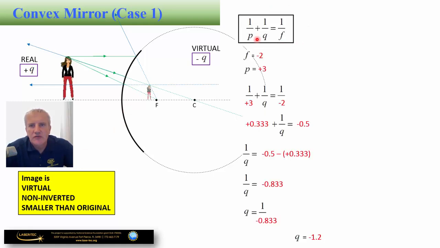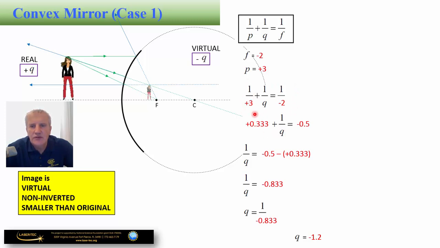We are starting with the mirror formula. In this case, we are taking the focal length as negative because we are dealing with a convex mirror. Since we are dealing with a convex mirror, the original is positioned to the left relative to the mirror, so the distance, or P, is going to be taken with a positive sign. And then we substitute these two values in the mirror formula.